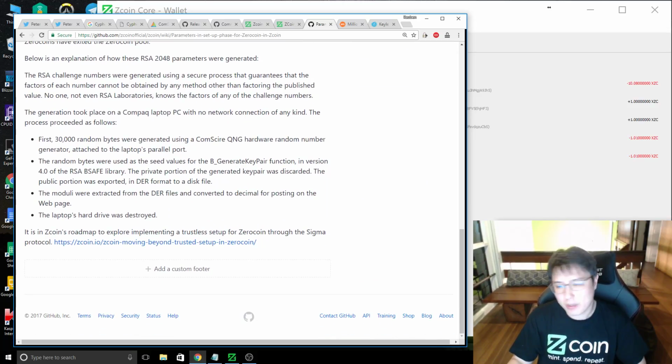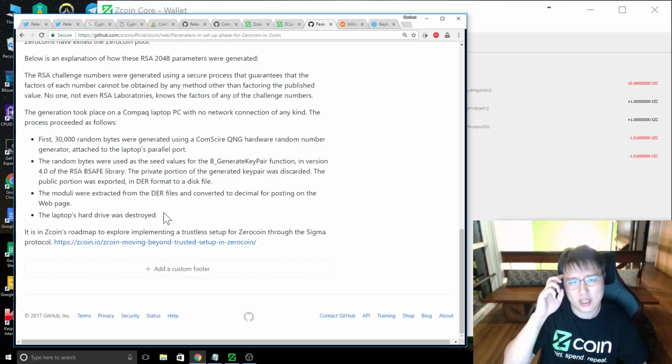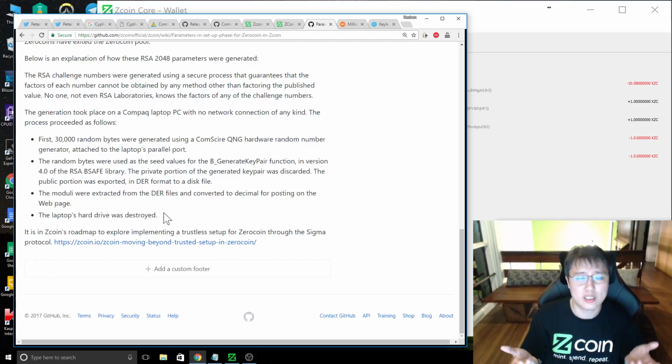For those of you who are a bit geeky and want to take a look at how the parameters were created, especially in comparison to Zcash, you can see that a ComScire QNG hardware random generator was used, and the RSA BSAFE library. Of course, the laptop's hard drive was destroyed. But I think the main thing is that there was a huge bounty on top of it. It was an academic challenge. No one could have foreseen that these competition parameters would be used in a coin. And even if there was an issue with it, you most likely could detect it.